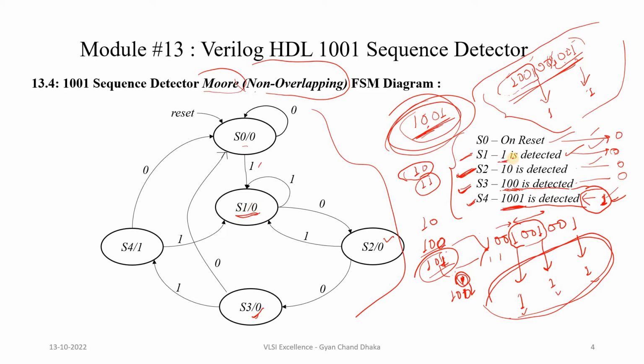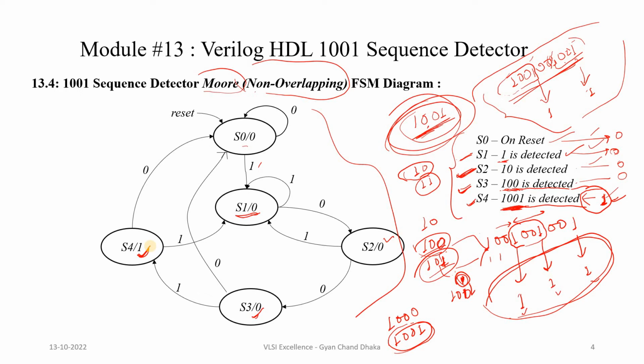Now let's assume that 100 is detected. If we are in state S3, that means 100 is detected. So if 100 is detected, then the next bit can be 1000 and it can be 1001. So if the next bit is 1, that means our 1001 sequence has been detected. And if 1001 sequence is detected, we are going to be in S4 state. And in S4 state, since 1001 is detected, the output is going to be 1.